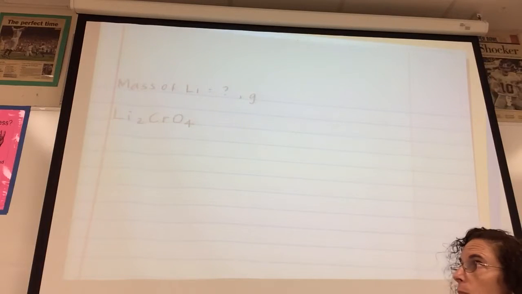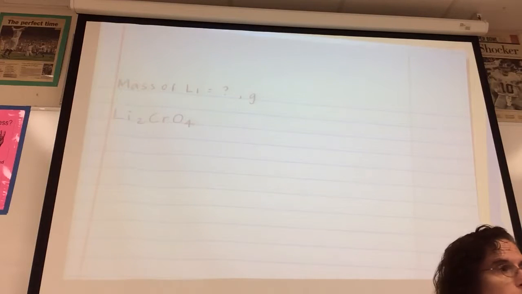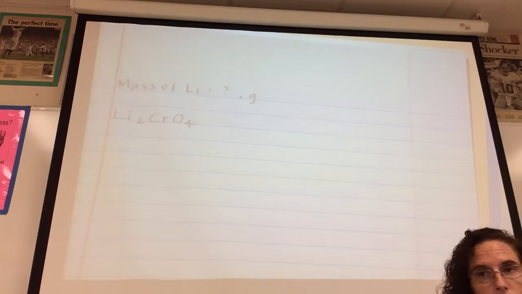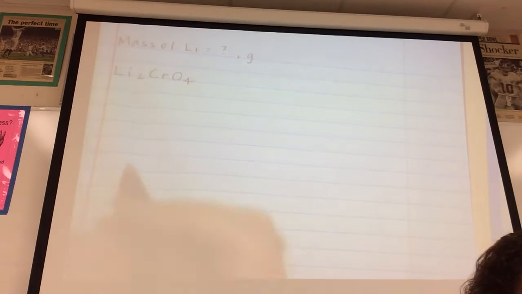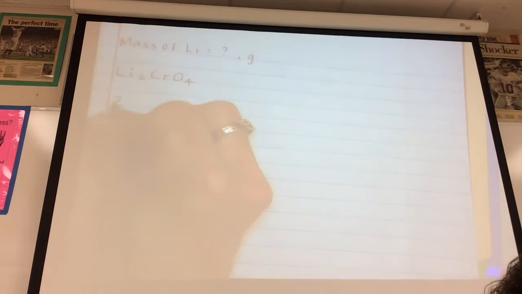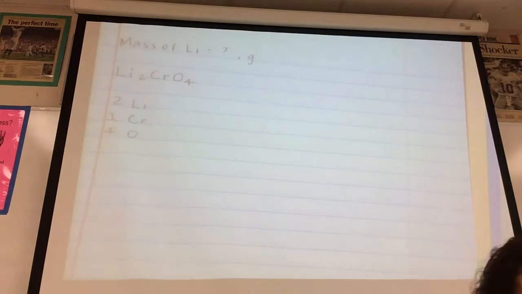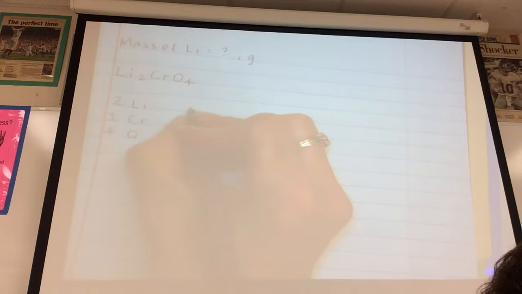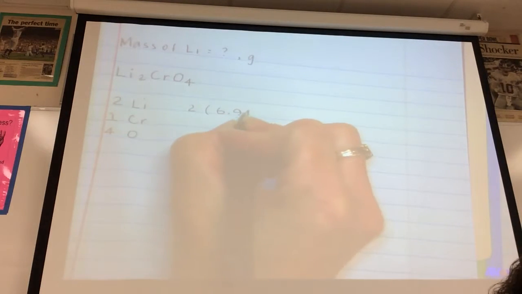Okay. All right. So if we want to know the mass of lithium, then we need to get the percent of lithium first, just like we did in the Do Now, and you guys were very successful there. So we've got two lithium, one chromium, four oxygen. So you guys are already speeding ahead because you're like, I know how to do this. I can do it myself.